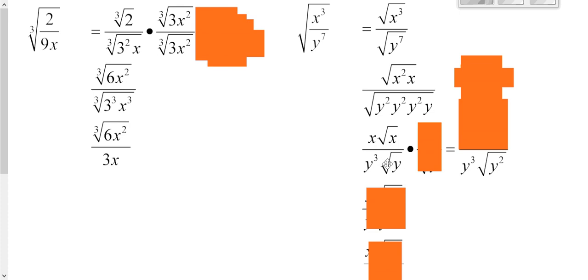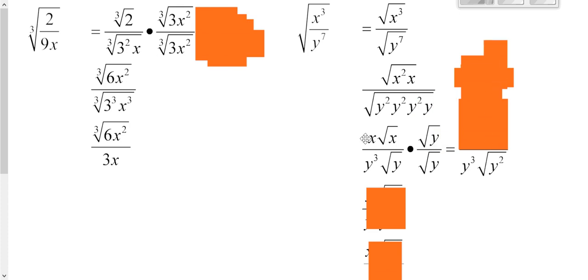There's no index written here. It's assumed to be 2, so we want to try to get a y to the second, or a y squared, to show up in the bottom. So you got to think y times what is a y squared, and that would be the square root of y. And if I multiply the bottom by that, I got to multiply the top by that.